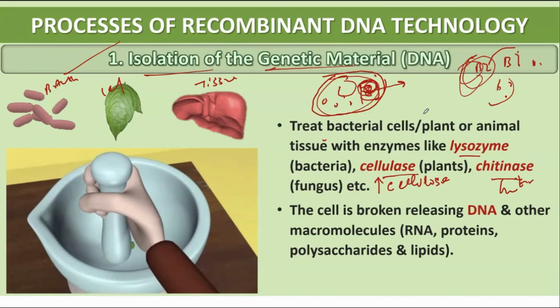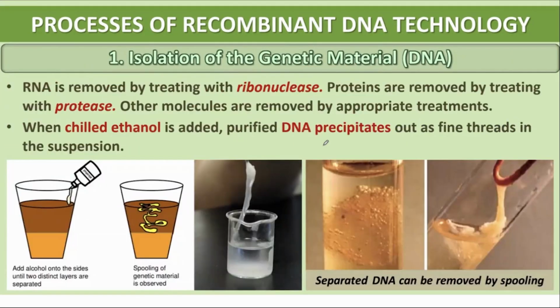Once these bacterial, plant or animal cells burst out, the cell wall degrades and the cell is broken. It can release all the DNA and other macromolecules such as RNA, protein, polysaccharides, lipids, everything. Whatever was there in the cell, we will get everything in the mixture: protein, RNA, the DNA, almost everything. So we remove all those kinds of contaminants.